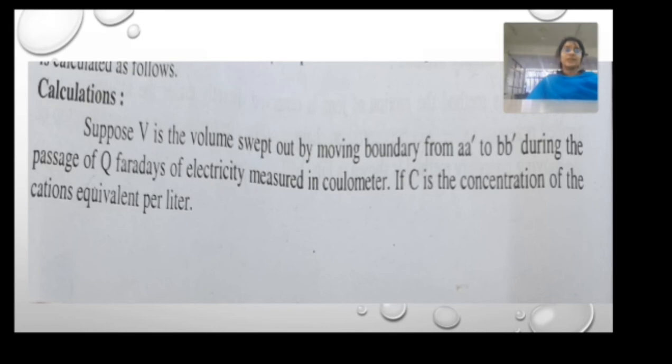Suppose V is the volume swept out by the moving boundary from AA' to BB' during the passage of Q faradays of electricity measured in the coulometer. If C is the concentration of the cations in equivalents per liter, then the equivalents of cation are V into C upon 1000. This number of equivalents is carried toward the cathode by the cation, and the total current carried is Q equivalents, so the transport number of the cation is VC upon 1000 into Q.